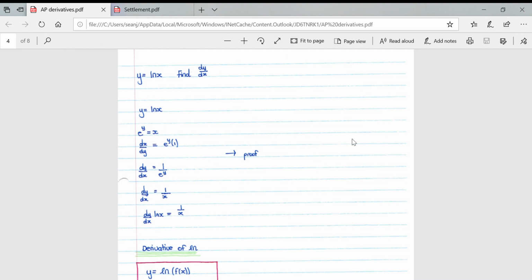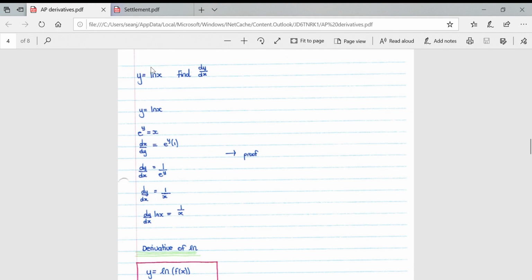This video will cover how to find the derivative of ln. Before we start, this forms part of the AP syllabus, so strictly AP syllabus, not for normal core maths. When we look at the derivative of ln, it's important to understand the proof. Although you won't be examined on this proof, it's just important to understand where the derivative of ln comes from.